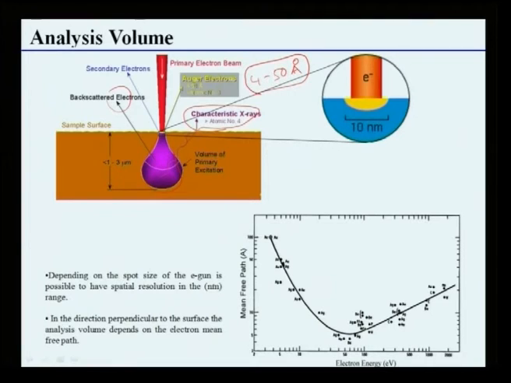Depending on the spot size of the electron gun, it is possible to have very small spatial resolution. In the direction perpendicular to the surface, the analysis volume depends on the electron mean free path. So if you plot mean free path versus electron energy, the mean free path first decreases from gold to beryllium, then it increases till sodium. These two are the main factors: one is the beam size, the other is the mean free path. So if you use a perpendicular measurement system like that, then the mean free path becomes very important.